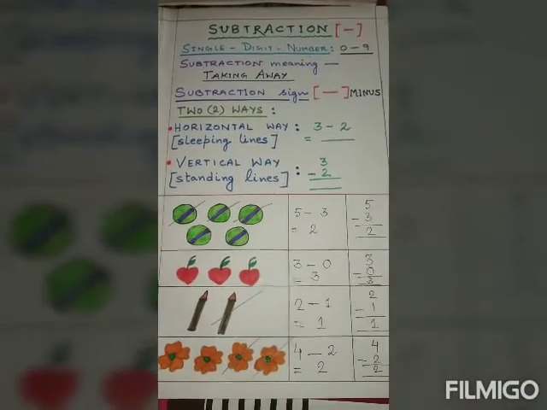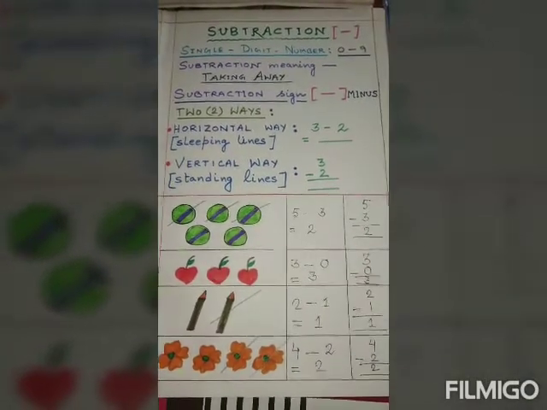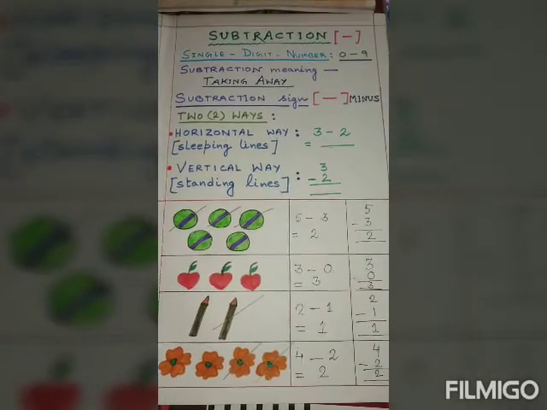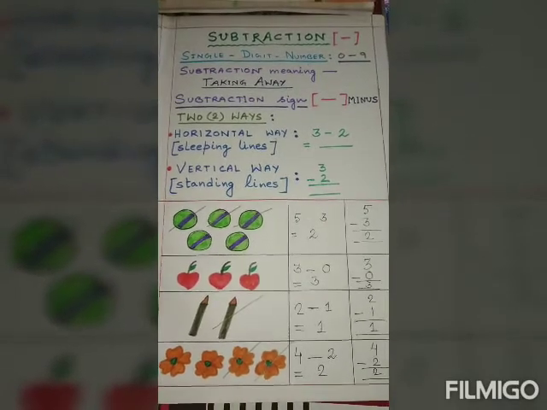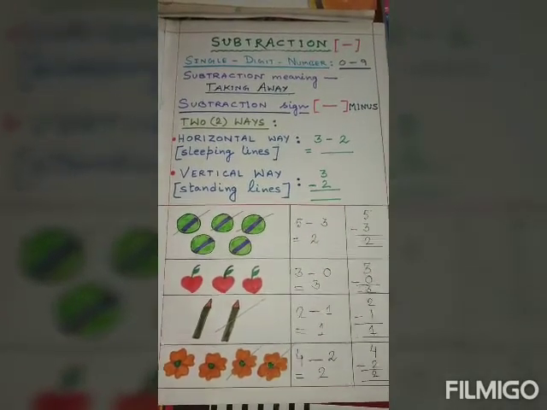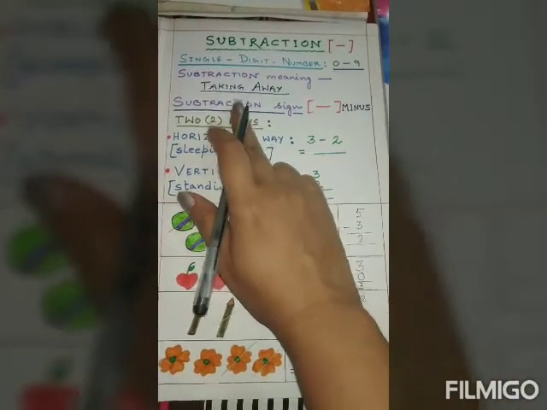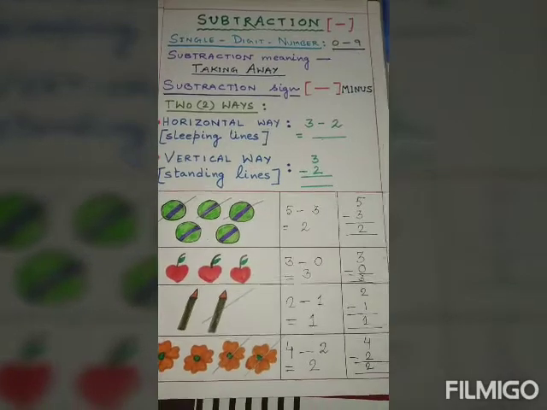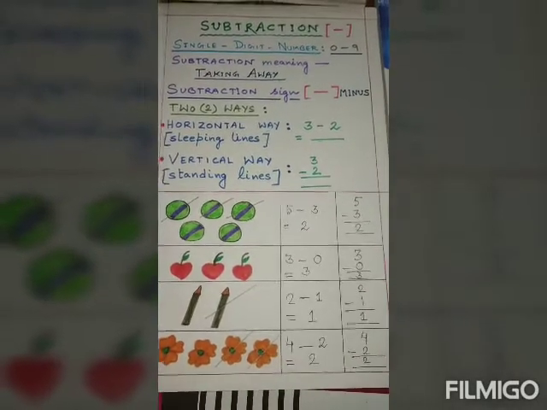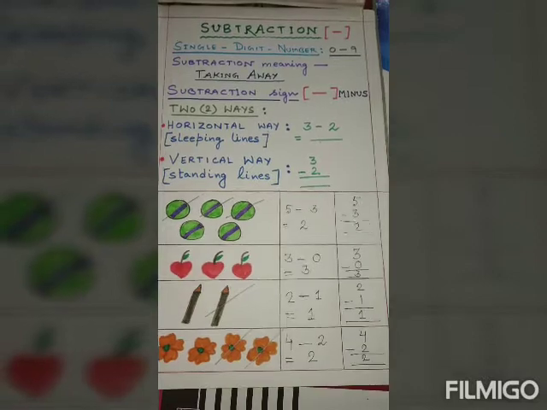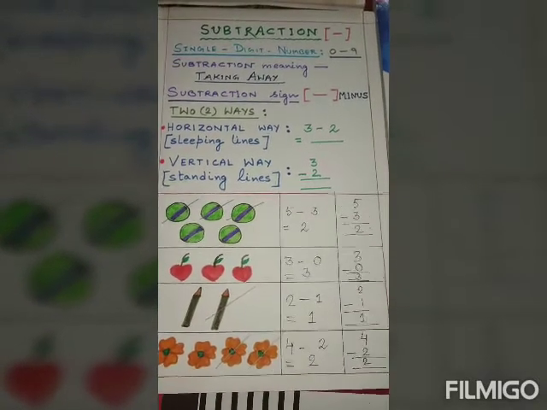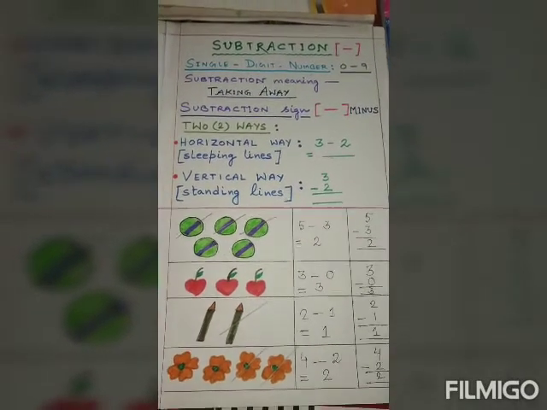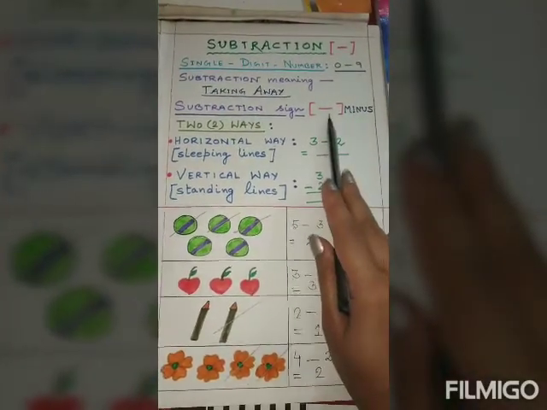So, students, I hope you have understood the concept of subtraction with the help of these examples. I repeat the same. Subtraction means taking away. When we take away one number from another number, it is called subtraction. And the sign of subtraction is the minus sign.